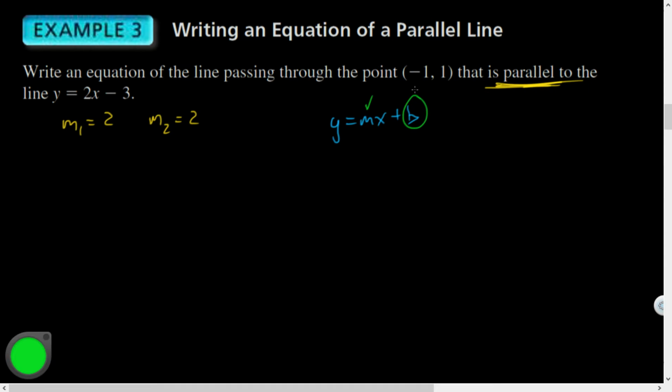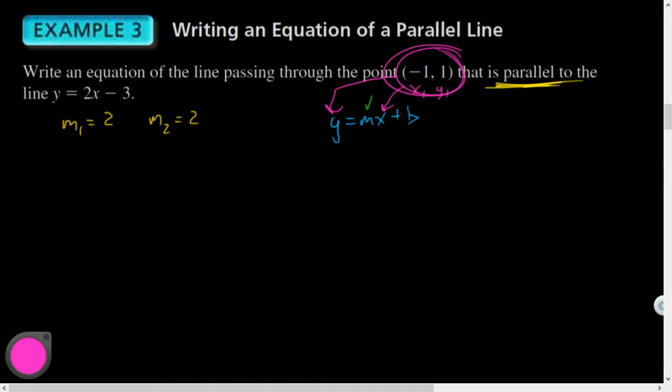And how can I find b? Well, I don't know b yet. Is this the y-intercept? No, that's not the y-intercept. I got to find the y-intercept. What I do have, though, is a particular ordered pair, x1, y1. This is an ordered pair that I could plug in for x and y.